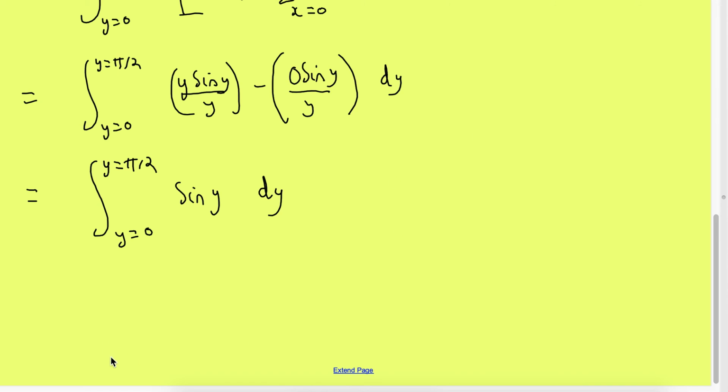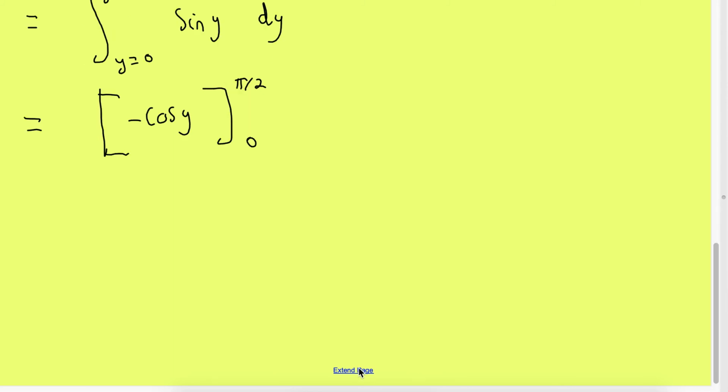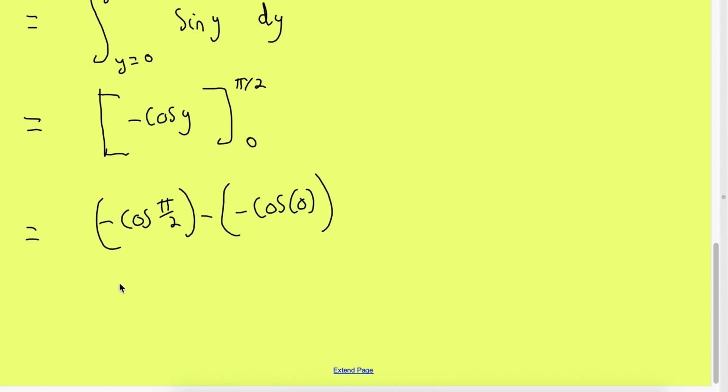Right. So let's integrate that. Sine y, if you integrate sine, you get negative cos. Let's substitute that in. So that's negative cos pi by 2, take away negative cos 0. So that's 0 take away negative 1, which is again 1 unit cubed. The answer to these questions isn't all 1 unit cubed, it's just that those first two examples that I quite like, the answer is 1 unit cubed.